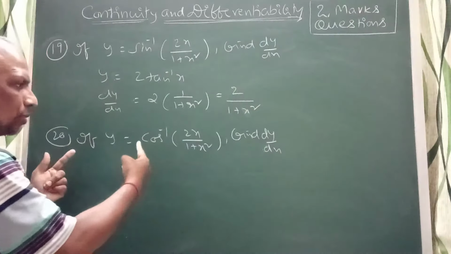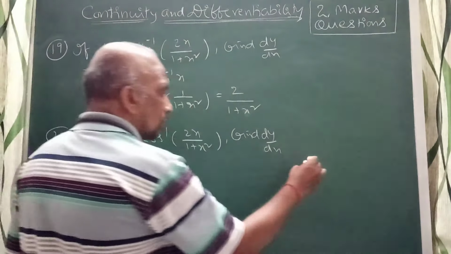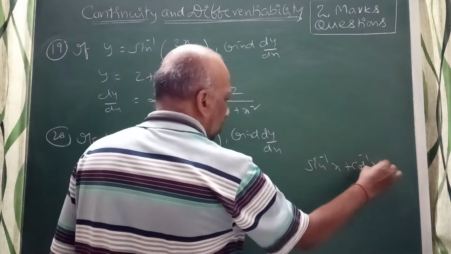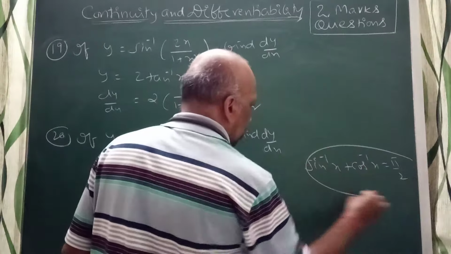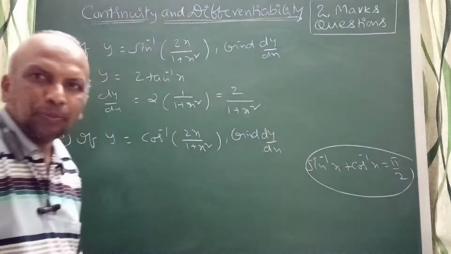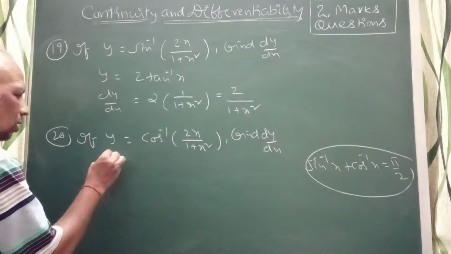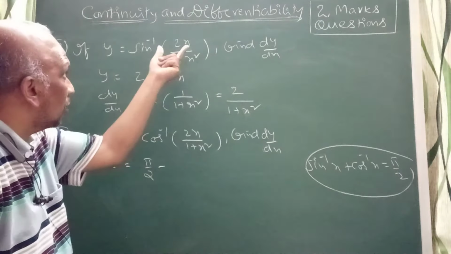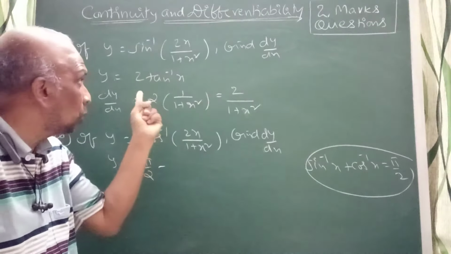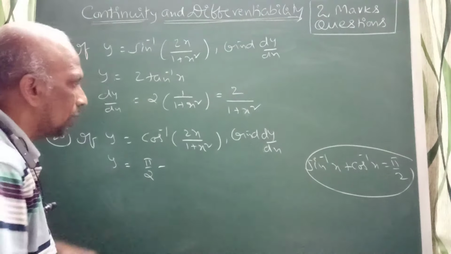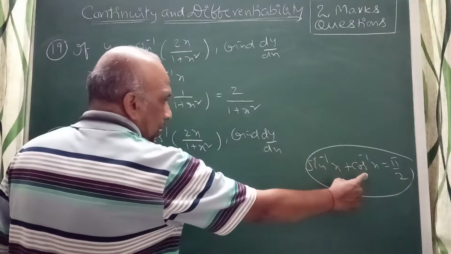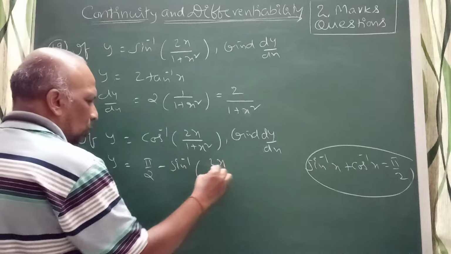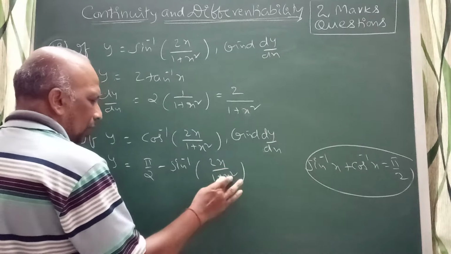We can see the same thing, but we know, I told you this one, that sin inverse x plus cos inverse x is equal to pi by 2. We know this formula. So I can write y is equal to pi by 2 minus, because sin inverse of 2x by 1 plus x square should be equal to 2 tan inverse x. Due to that reason, cos inverse x means pi by 2 minus sin inverse x. It will become sin inverse of 2x by 1 plus x square.